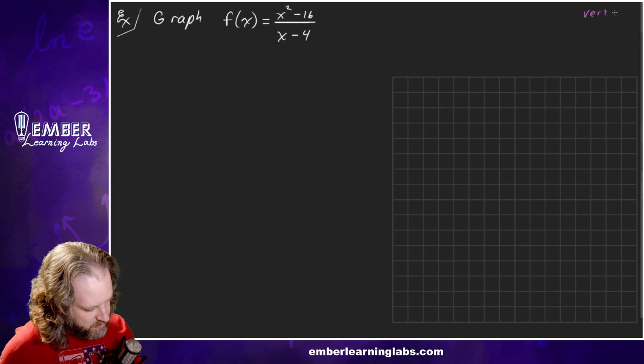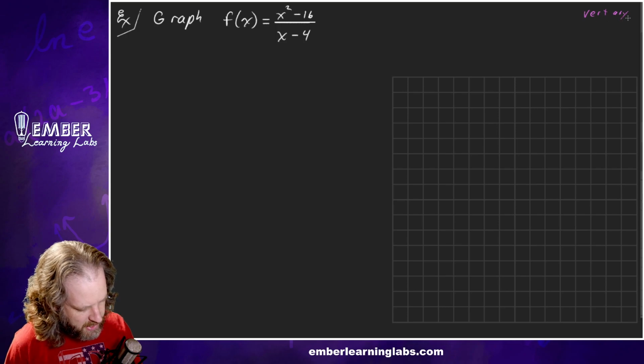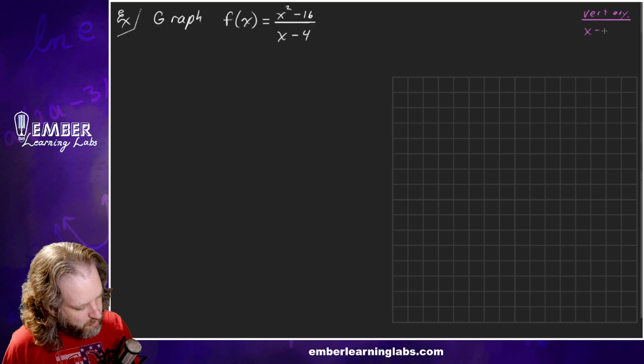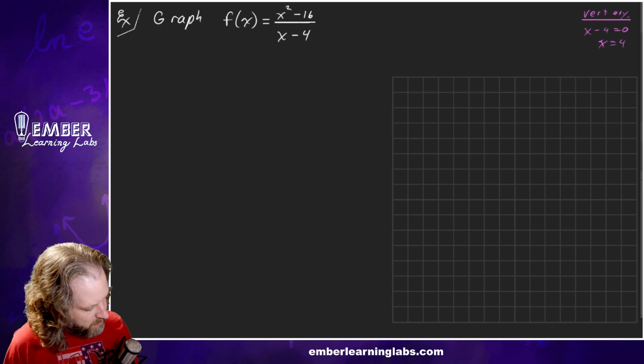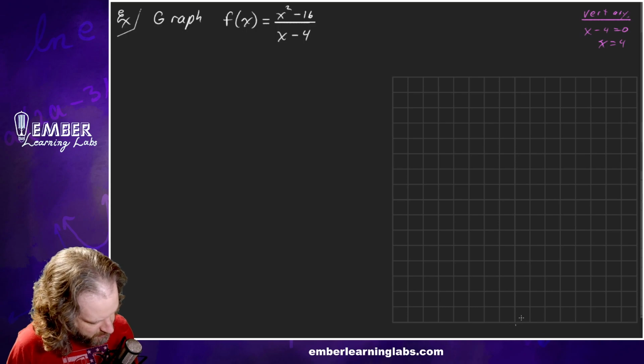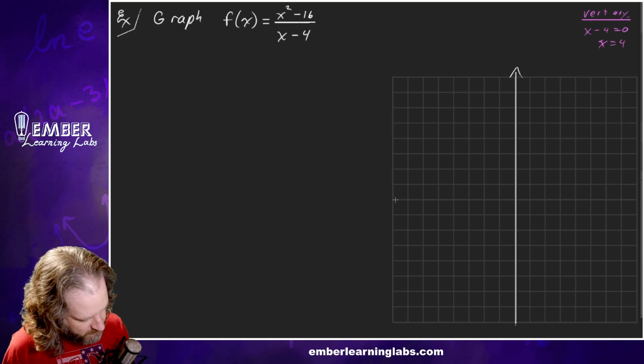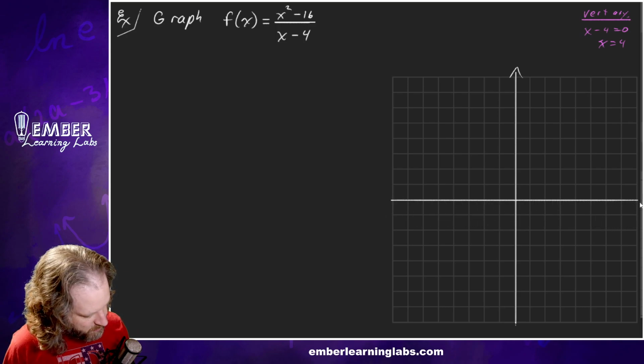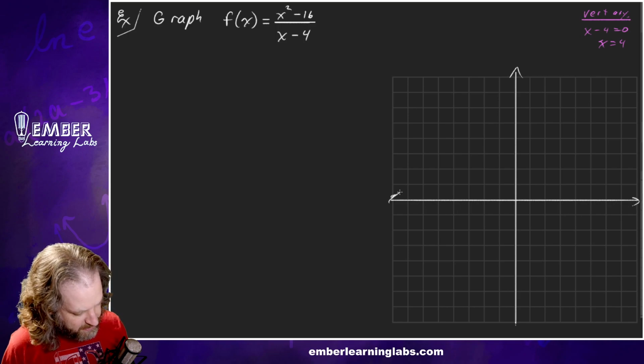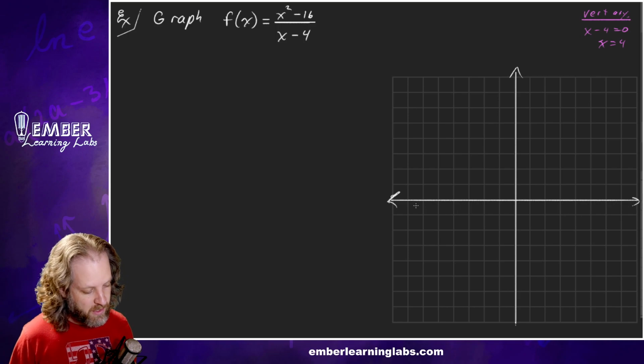Vertical asymptote at x minus 4 equals 0, so x equals 4. So let's put our axes on here. I think we can go with, we'll find out in a second. Hopefully I don't have to erase all this work. I think we can put our kind of normal axes on here. We'll find out in a second.